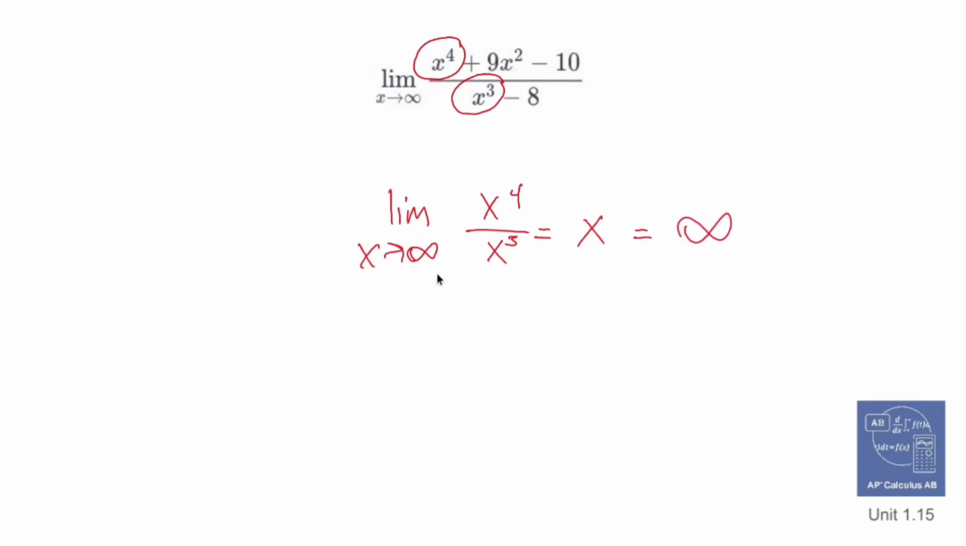You might remember from AP Pre-Calculus that if you have a polynomial with a higher degree in the numerator than a polynomial with a smaller degree in the denominator, and x approaches infinity or negative infinity, your answer is going to be infinity, with whatever sign you need.